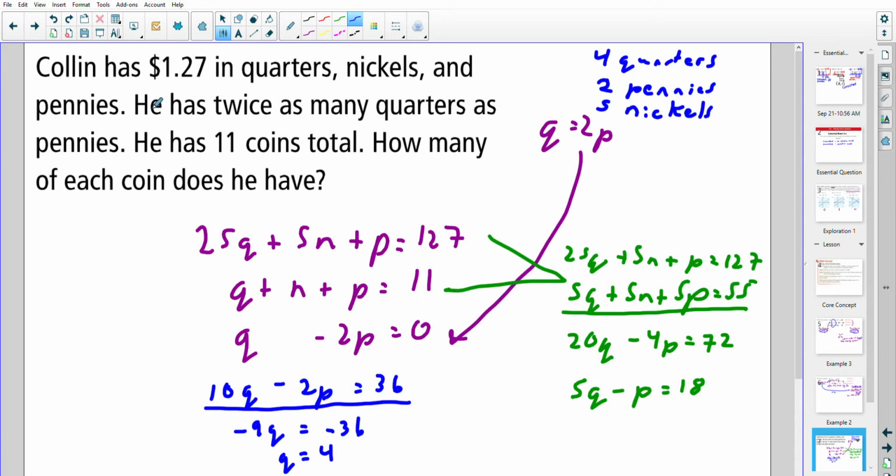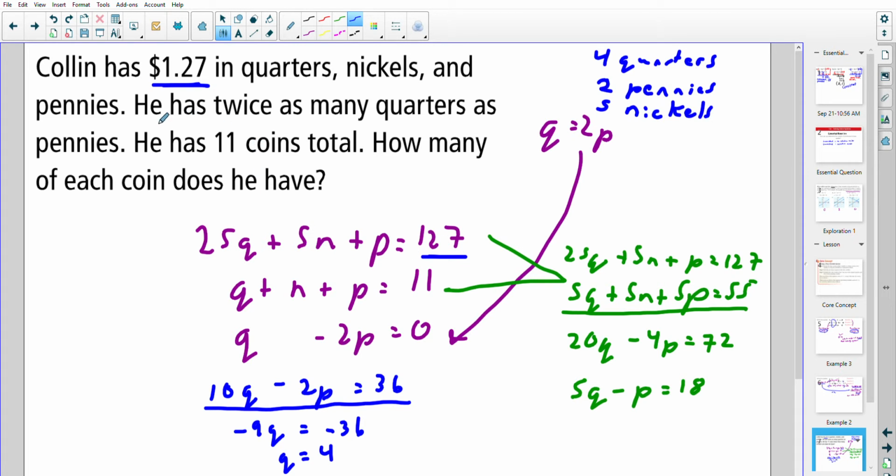The last example is this money one that deals with quarters, nickels, and pennies. Q is quarter, N is nickel, and P is penny. That means the number of pennies, quarters, and nickels. For the first equation, I want to represent this in cents, 127 cents, because 25 cents times the number of quarters plus 5 cents times the number of nickels plus 1 cent times the number of pennies is equal to 127. This is the first equation.